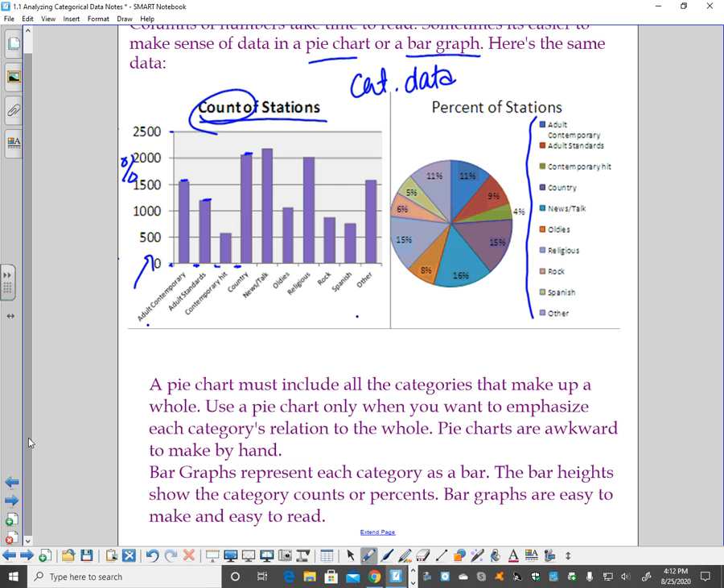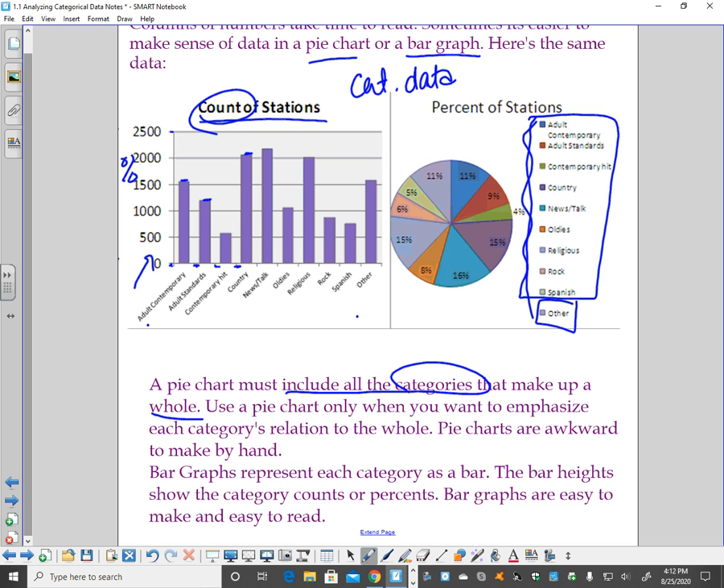it has to include all the categories that make up the whole. So notice we have this other, because these are not all of the genres of music. So I have to have this other category that makes sure I get all the categories.